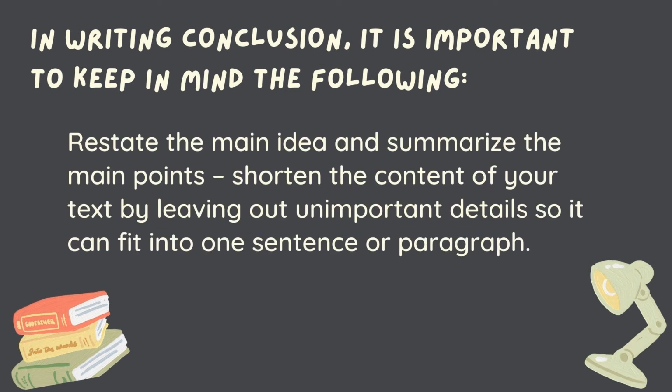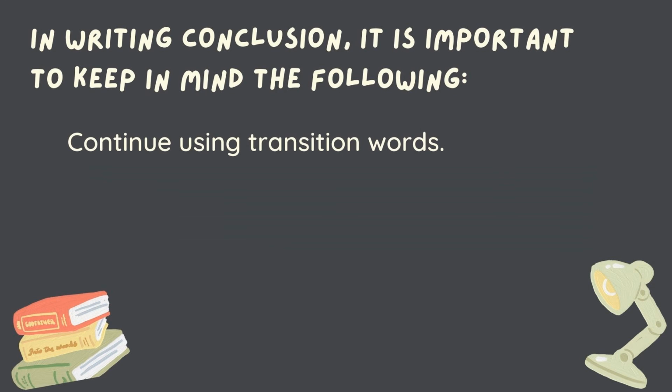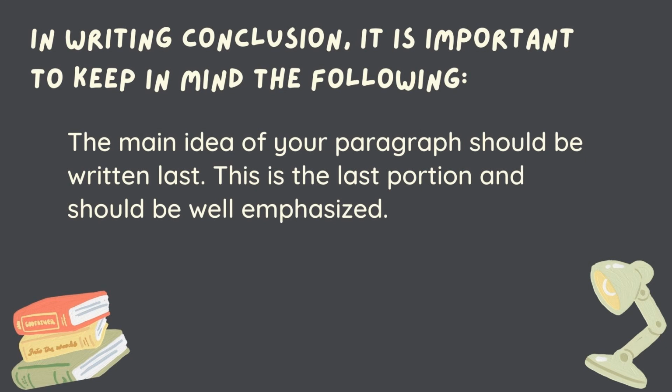Restate the main idea and summarize the main points. Shorten the content of your text by leaving out unimportant details so it can fit into one sentence or paragraph. Just like this: the first key factor is, the second is, the third is, and the last is. But in your summary or conclusion, it should be like this: these are 4 key factors which are, and then you may continue using transition words. And the main idea of your paragraph should be written last. This is the last portion and should be well emphasized.